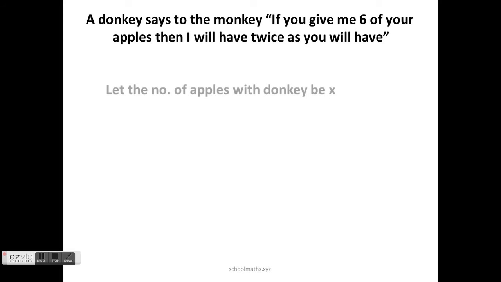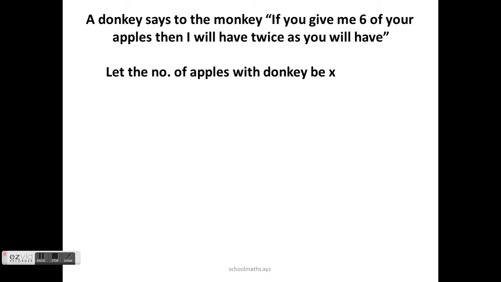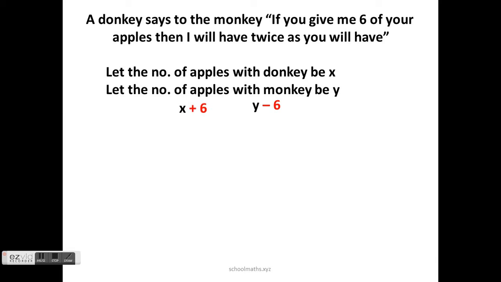See, let the number of apples with the donkey be x and the monkey be y. First from the monkey we are taking 6, y minus 6. Then we add the 6 to the donkey's apples, x plus 6. Now what happens? The donkey will have twice. Read the statement: give me 6 of your apples, I will have twice as much as you will have. So (x + 6) into 2 equals y minus 6.